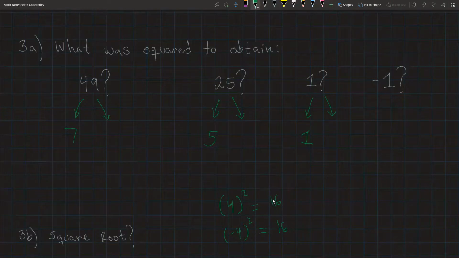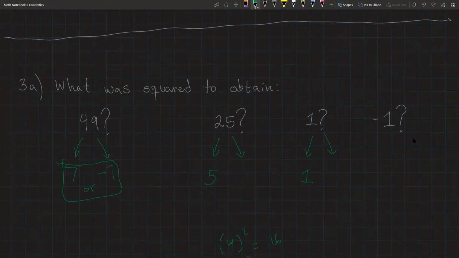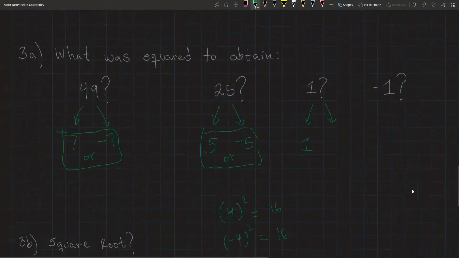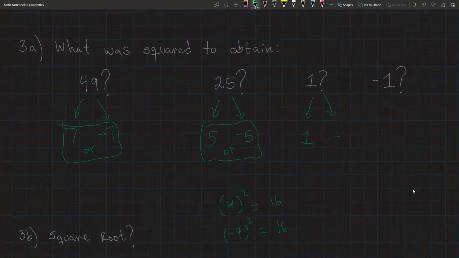And then hopefully you can see it. It is 7 or -7. There are two possible values that you can square to get a 49. And how many possible values can you square to get a 25? Hopefully you can see it's 2, it's 5 and or -5. In this case, it means a 5 or a -5 or both. In math class, that's usually what "or" means. And -1 or +1.